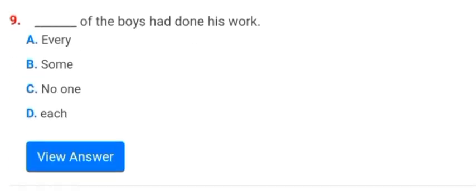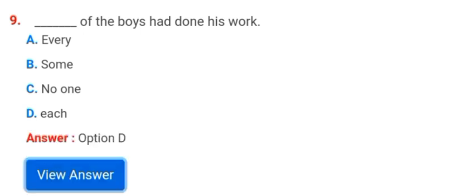Question number 9. Dash of the boys had done his work. A: every, B: some, C: no one, D: us. Correct answer: option D, us. Us of the boys had done his work.